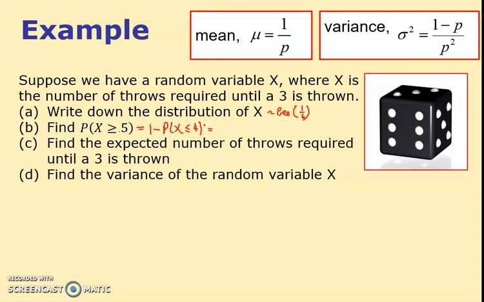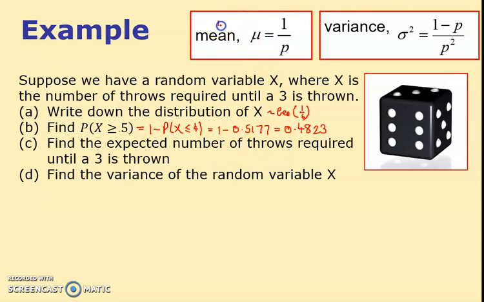Geometric then, using the buttons, it's a CDF. What's my probability again? It's 1/6, so I'm literally writing 1 divided by 6. And x value is 4. Paste that in, and I get, well, it's 1 minus, obviously, what do I get? 0.5177, which sounds like 0.4823. Find the expected number of throws.